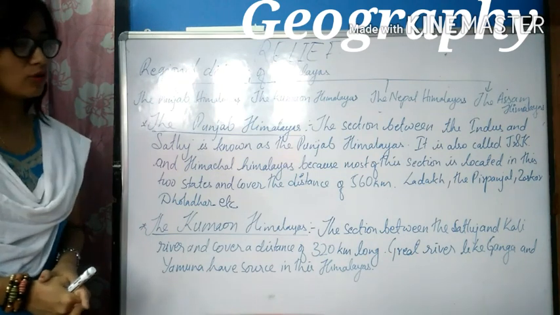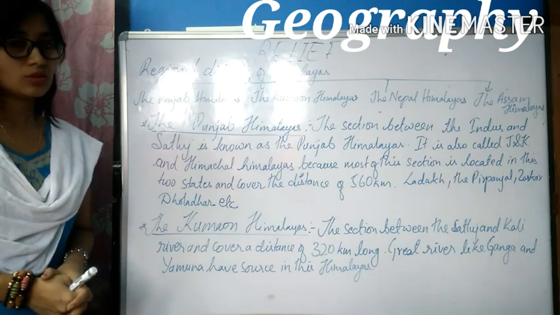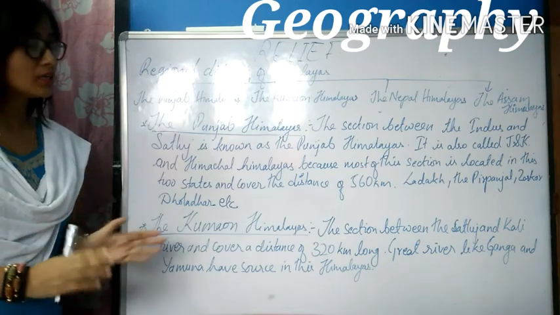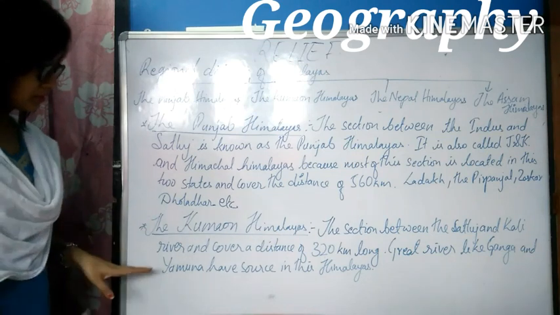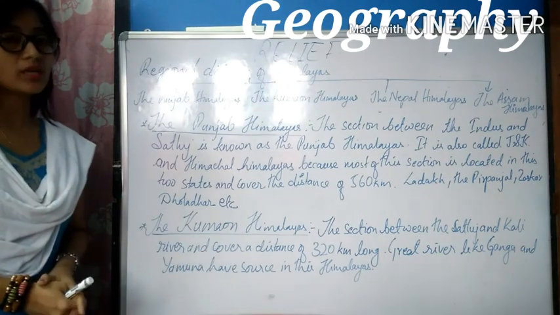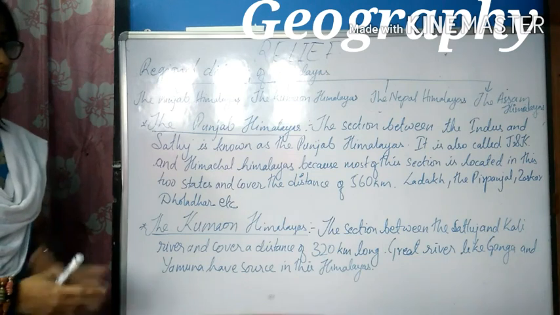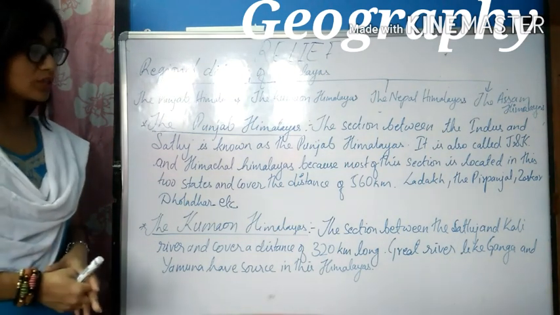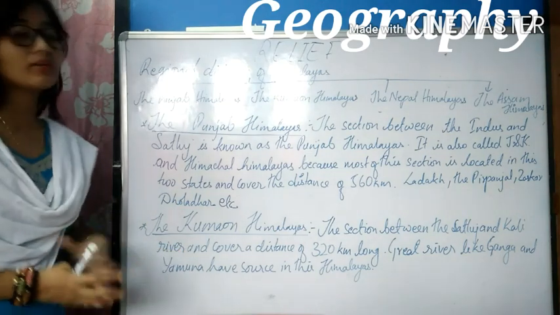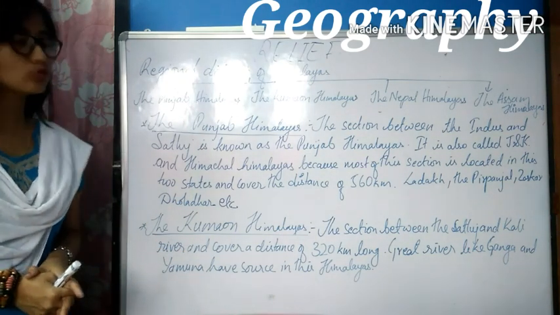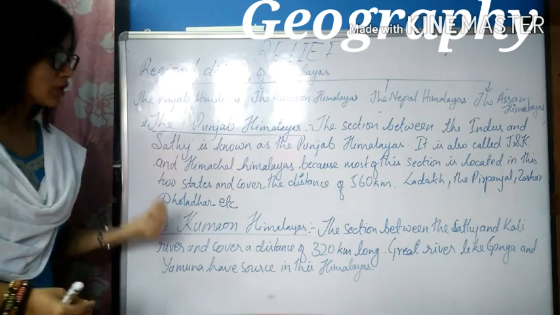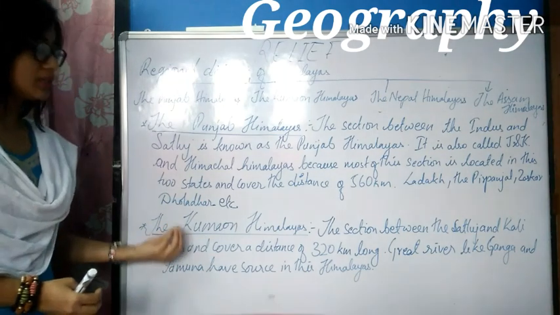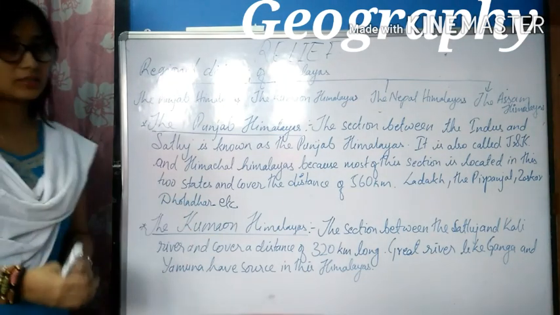The second section of this regional division of Himalayas is known as the Kumaon Himalayas. This section falls between the Satluj and the Kali rivers and covers a distance of 230 kilometers. Great rivers like Ganga and Yamuna have their source in this Himalayas. That means the source of the river Ganga and Yamuna is the Kumaon Himalayas.